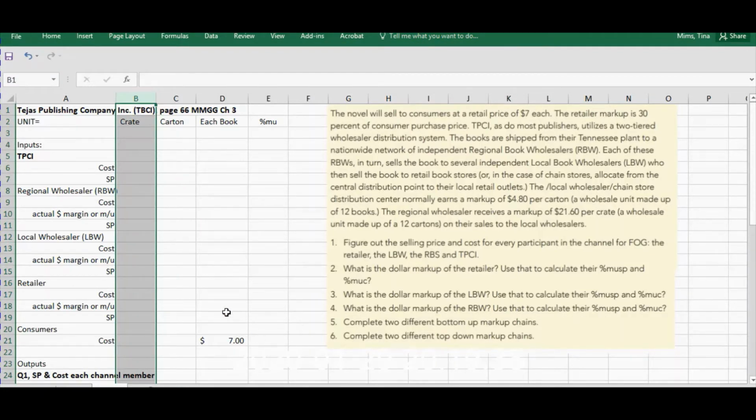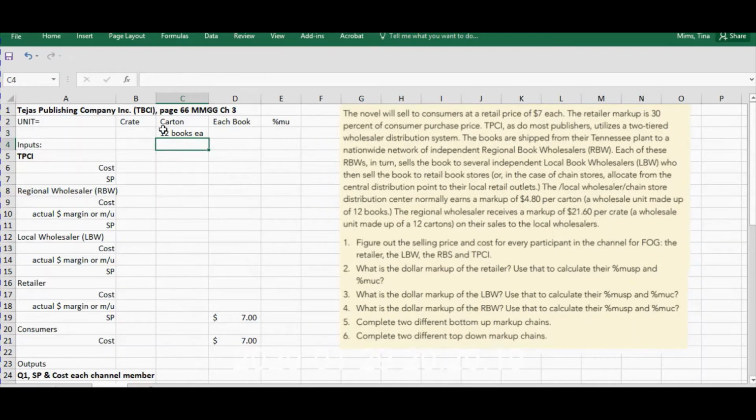Okay, so we've got the cost. So now we also know the retailer's selling price, don't we? We do. We know the retailer's selling price is the consumer's cost. Okay, so let's take a moment right here and figure out, it says here that a wholesale unit is made up of 12 books. So that is a carton. You see where it says the local wholesaler normally earns a markup per carton of a wholesale unit made up of 12 books. So this is each book.